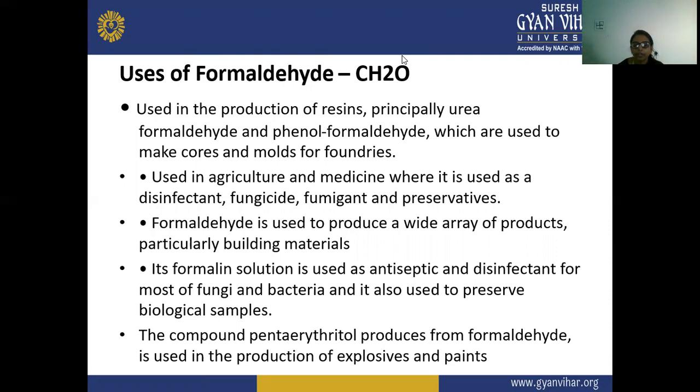Next, the compound pentaerythritol is produced from formaldehyde and is used in the production of explosives and paint. So this compound produced from formaldehyde is used in the production of explosives and paint also.